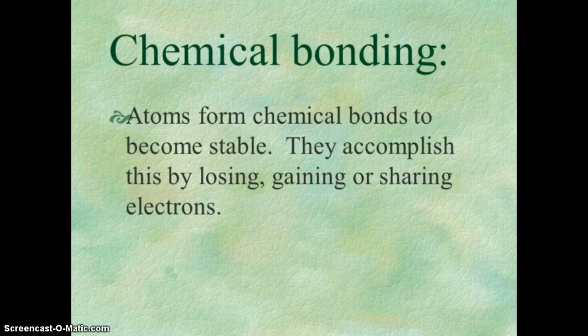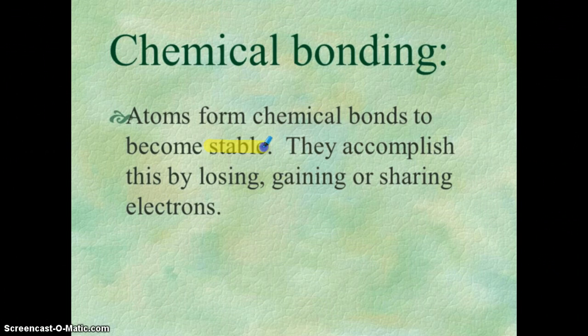All right, moving to the next section, which is the chemical bonding section. So we've talked about how if it's stable, it doesn't want to bond. If it's unstable, if it wants more valence electrons, then it is going to bond. So what does that look like? How do they bond? Well, atoms form chemical bonds in order to become stable.